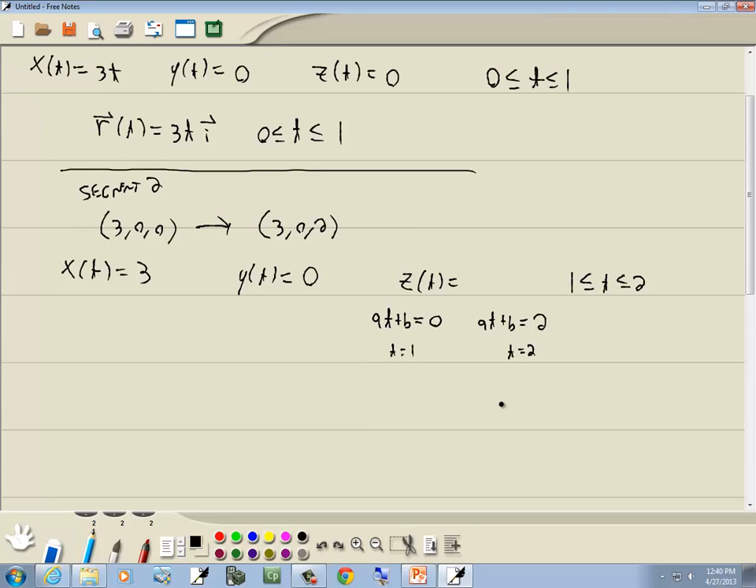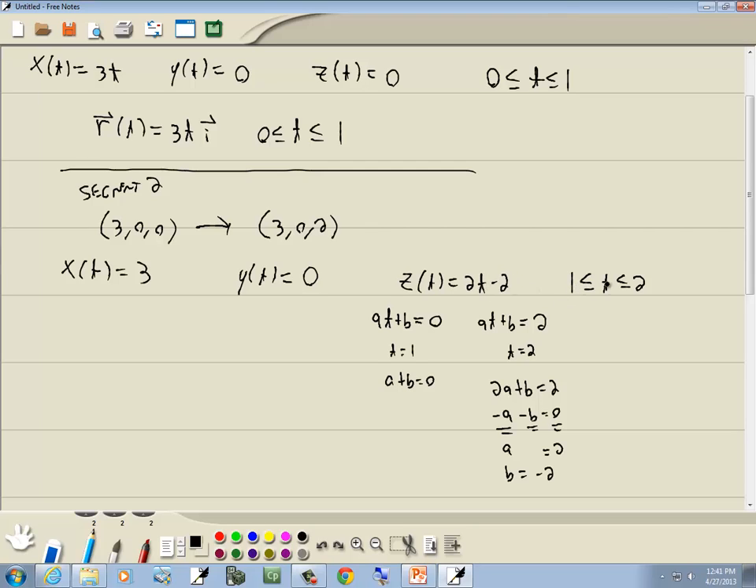Okay, so if we plug those in, we get a times 1, a, plus b is equal to 0. And on this one, plug 2 in for t, we'll have 2a plus b is equal to 2. Now multiply my first equation by negative 1, so that gives us negative a minus b is equal to 0. 2a minus a is a, b minus b drops away, 2 plus 0 is 2, so we get a is equal to 2, which implies b is equal to negative 2. Now remember, our form is at plus b. We just said a was 2, so we're going to have 2t minus 2.